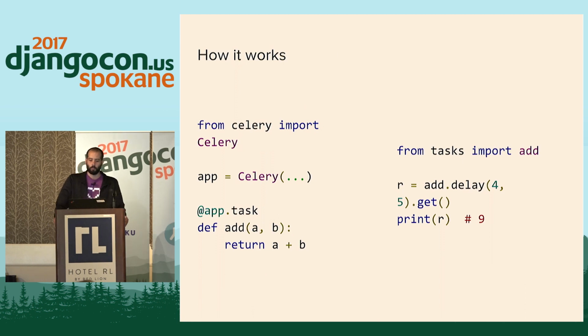Let's now talk about web and worker nodes. On the left, we have the code that should run asynchronously, that goes on the worker node. On the right, we have the code that places the request for a job to run. This normally goes on a web node. In this example, the web node places an add job and waits for the result to be available. When the response is ready, the result is printed.